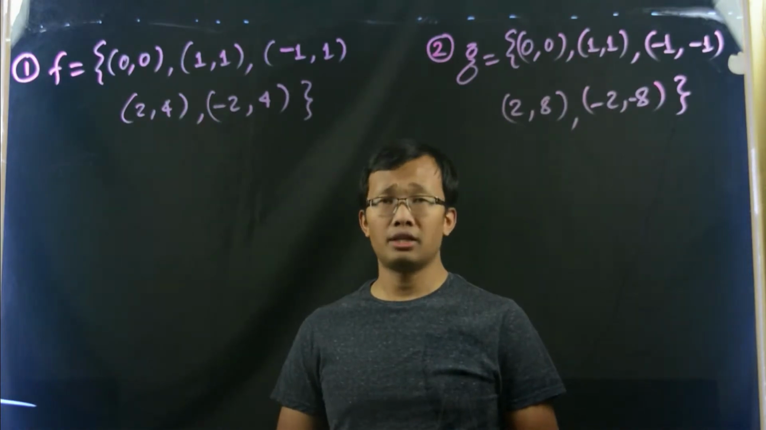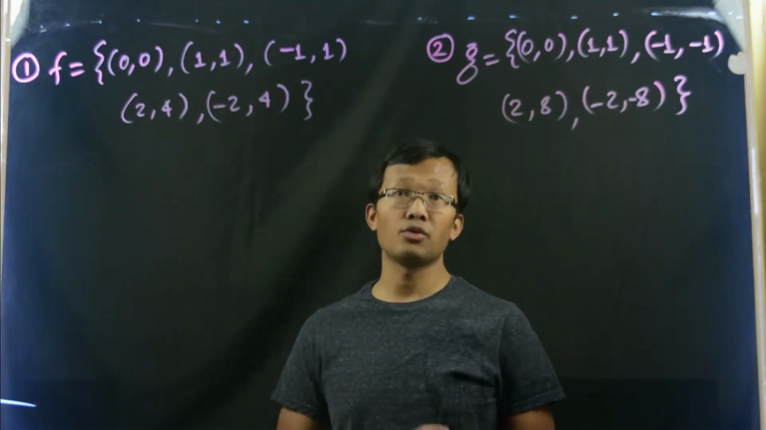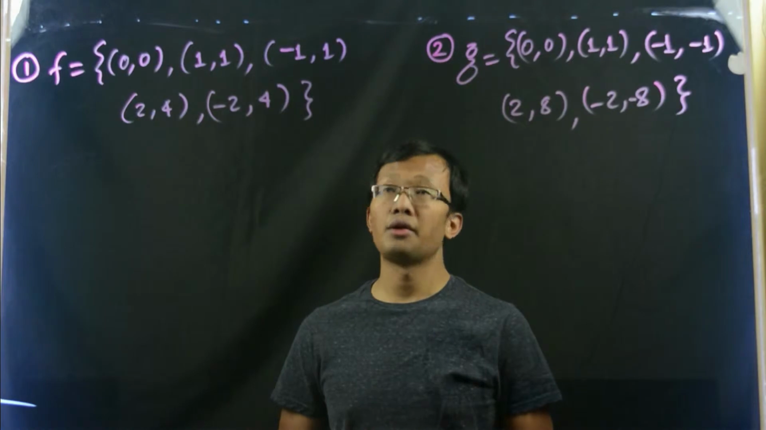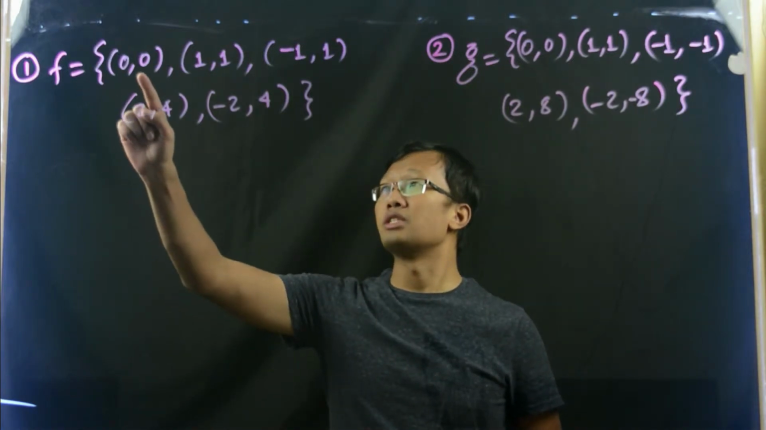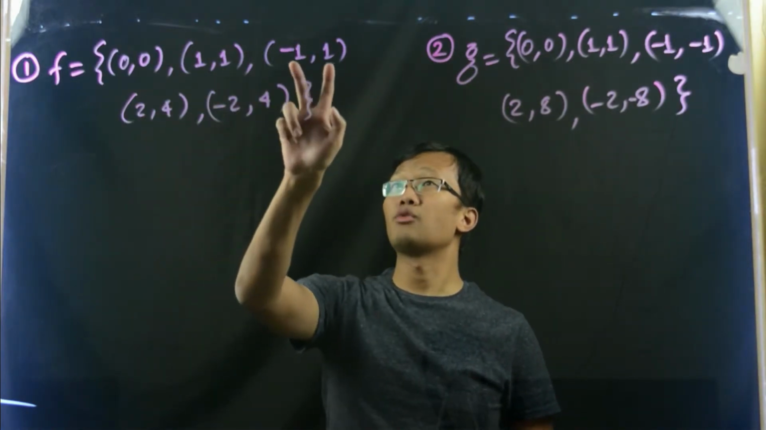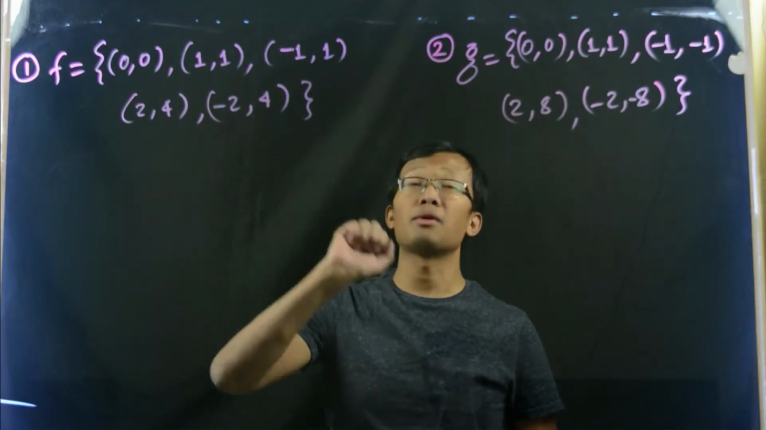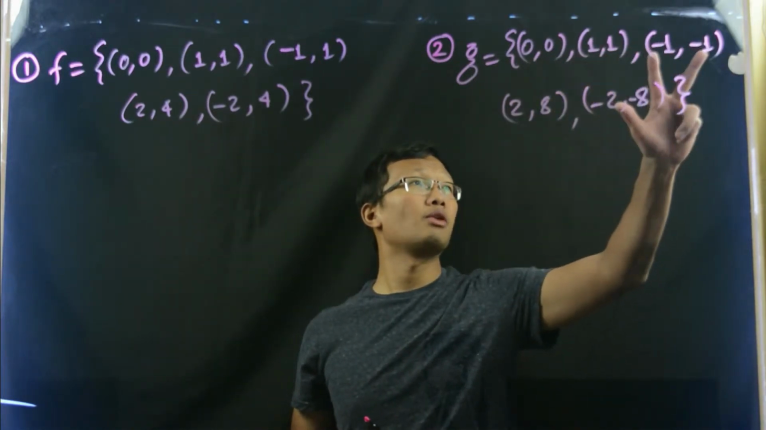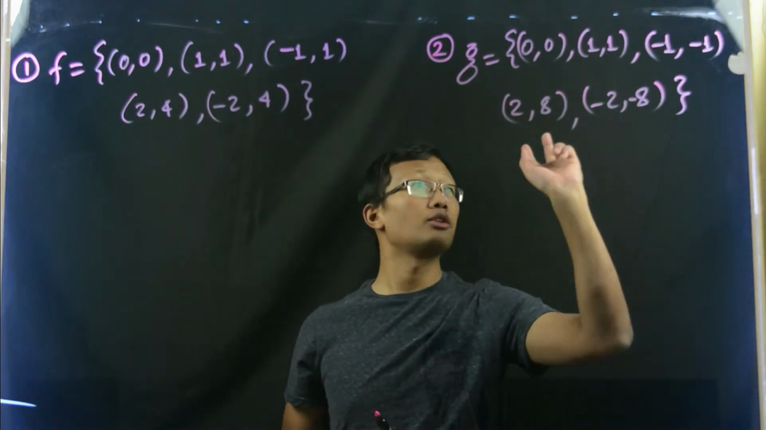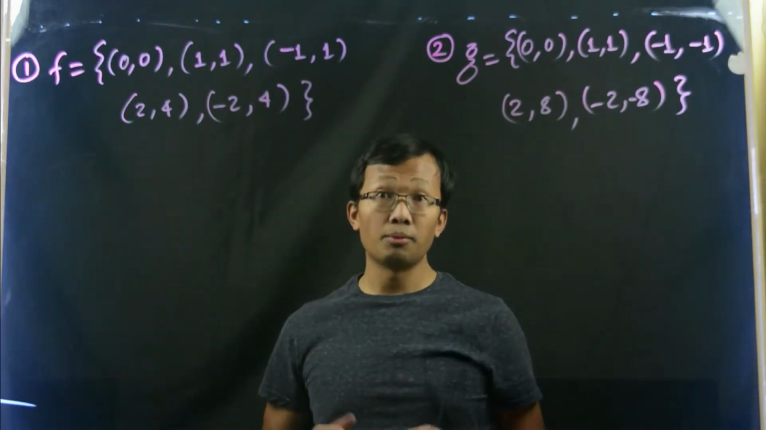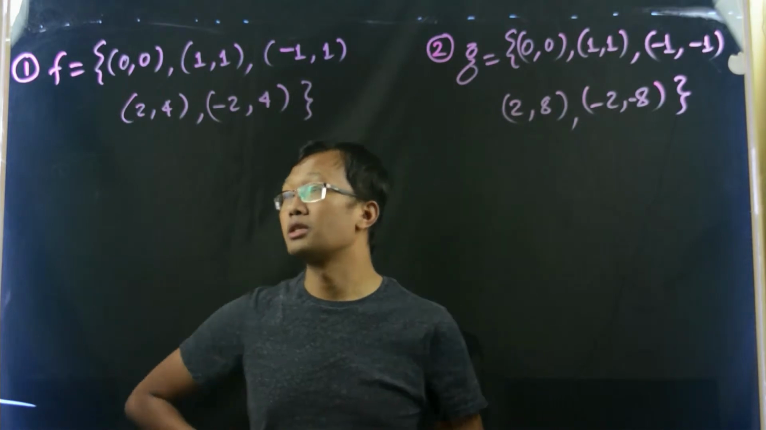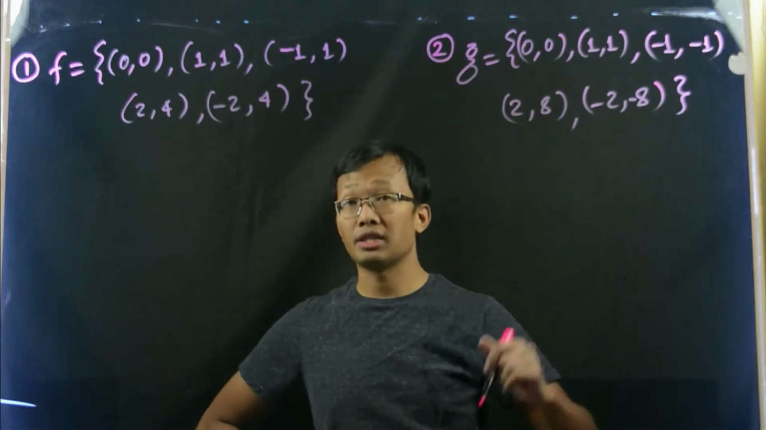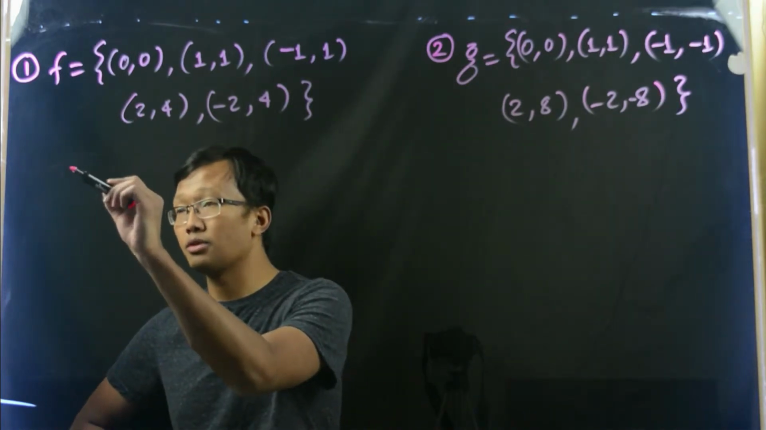Now let's take two functions and see whether they are one-to-one or not. F is a function with (0, 0), (1, 1), (-1, 1), (2, 4), and (-2, 4). G is (0, 0), (1, 1), (-1, -1), (2, 8), and (-2, -8). Let us draw a balloon diagram for both of these functions. Yes, these are functions, you can check that, and we'll see it in the diagram also.